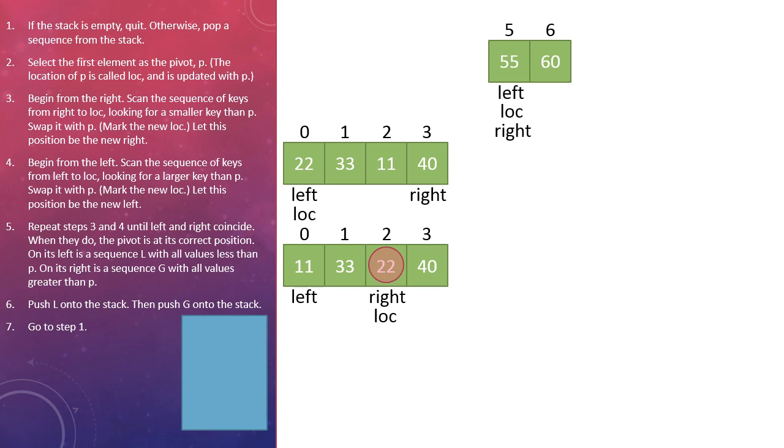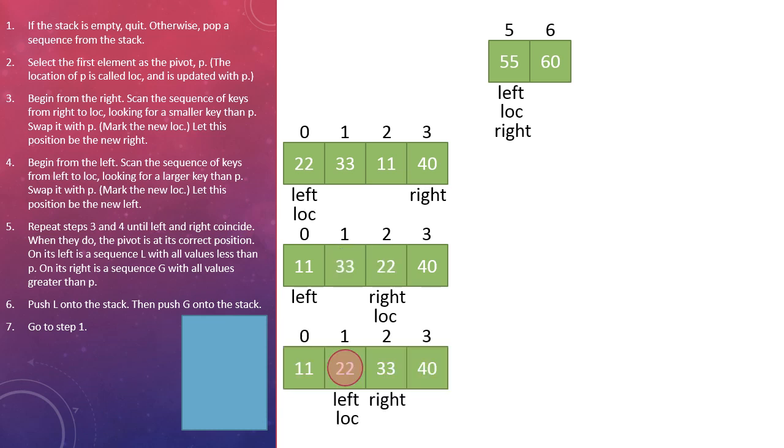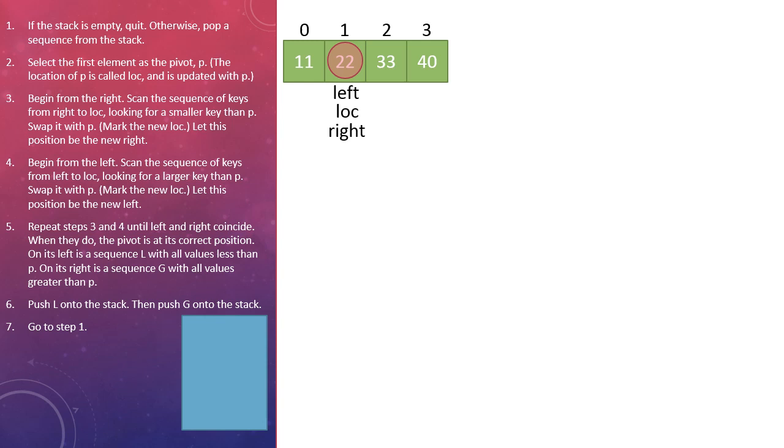Start scanning from the left, looking for a larger element than 22. 11 is not larger, but 33 is. Swap 22 and 33. Left and lock have been updated. Start scanning from the right, looking for a smaller element than 22. 33 is not smaller, and then left and right coincide. This means that 22 is at its correct position.